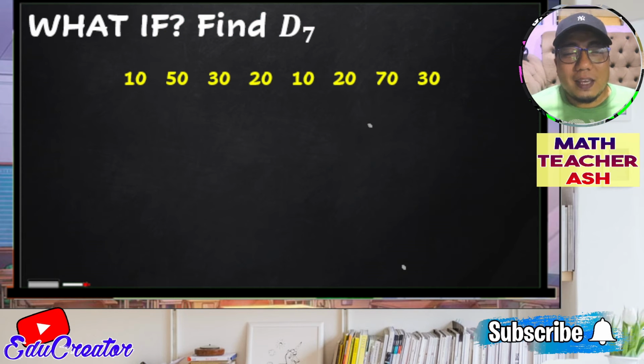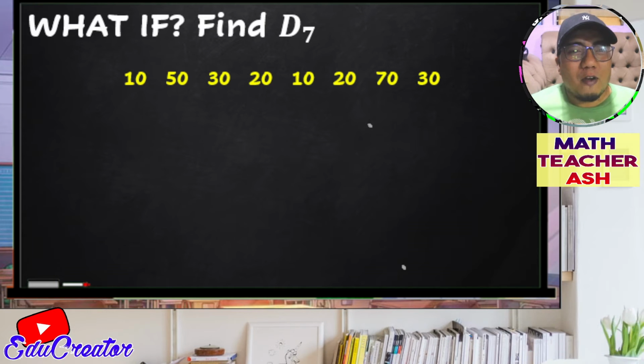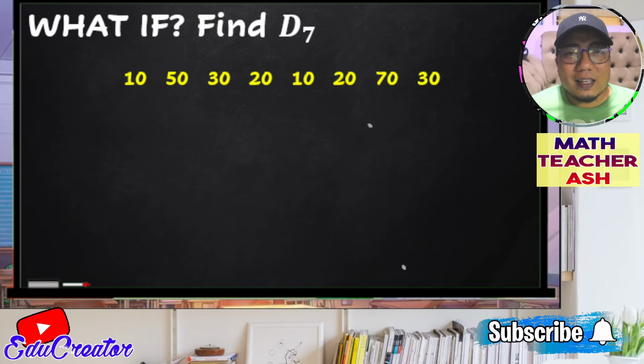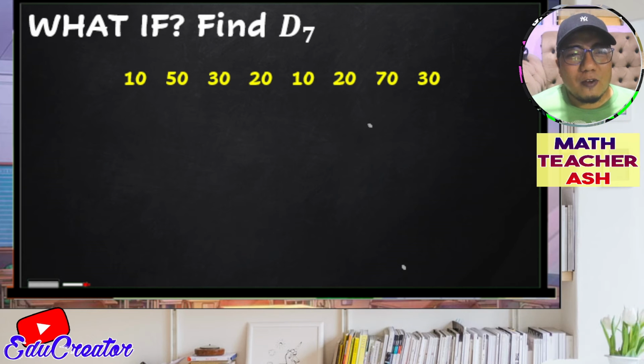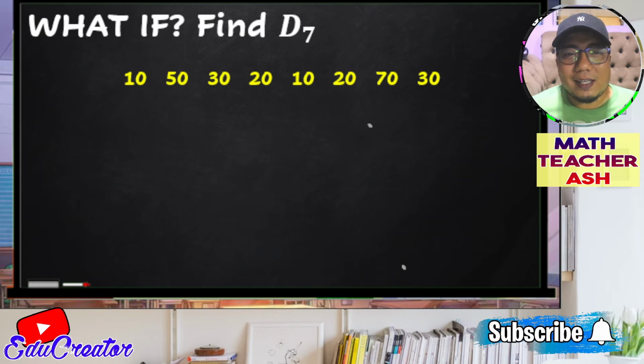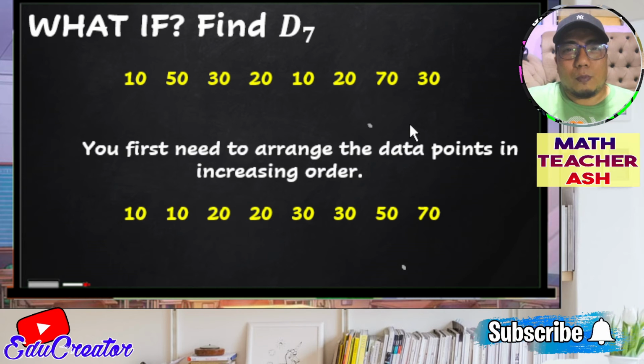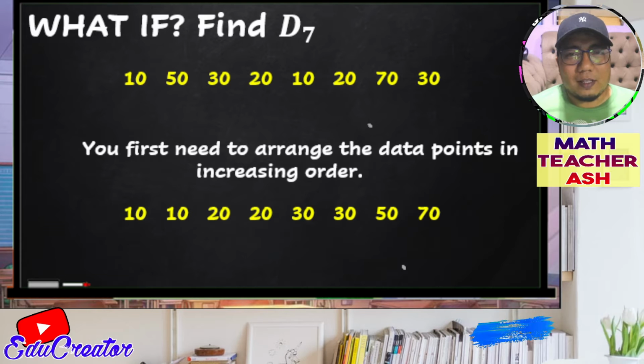Now, what if we are given this problem? Find the 7th decile in the given data: 10, 50, 30, 20, 10, 20, 70, and 30. So, of course, my dear math learners, the first thing you need to do is to arrange the given data. By doing so, we have 10, 10, 20, 20, 30, 30, 50, and 70.